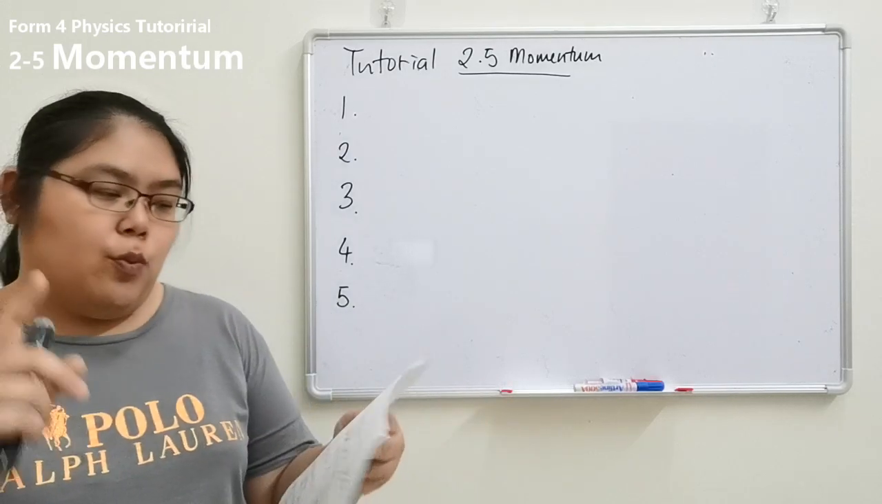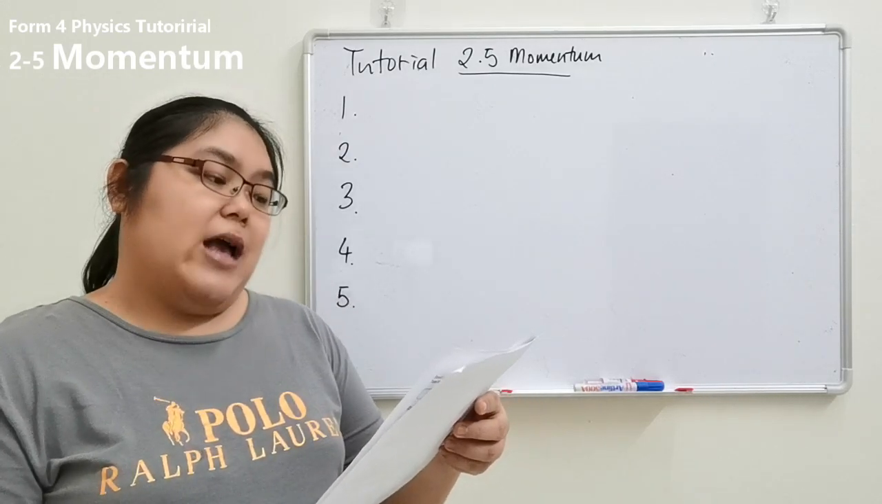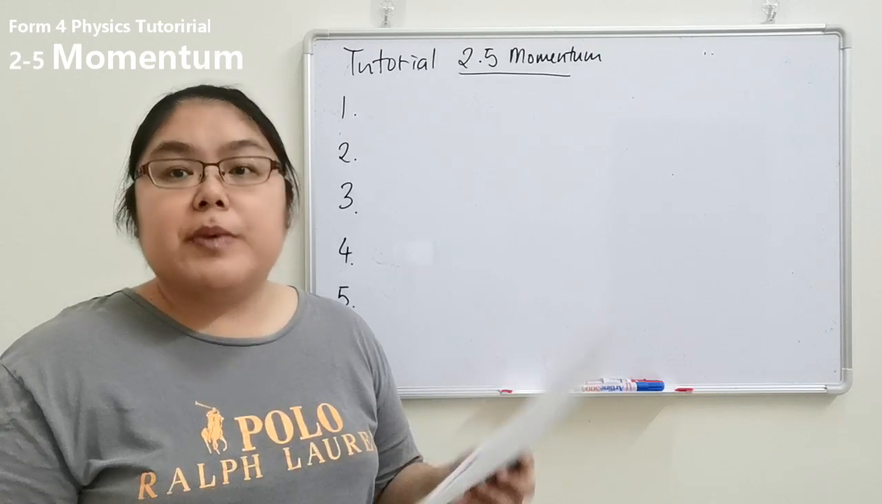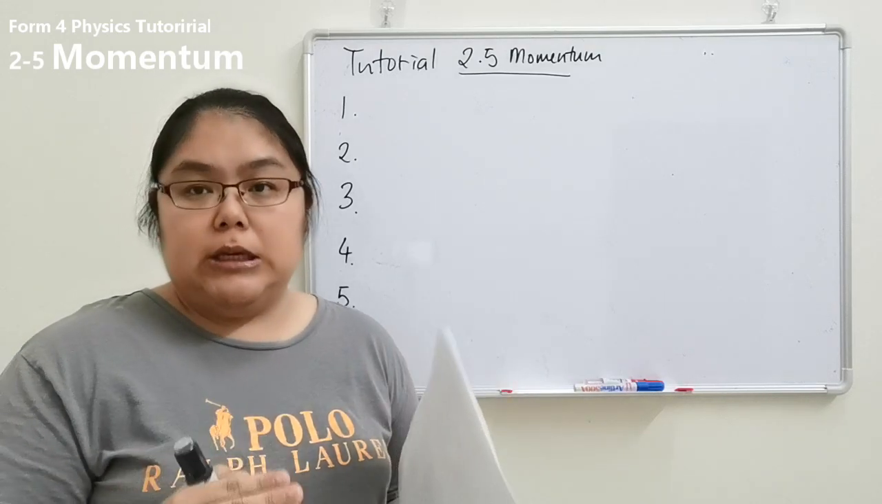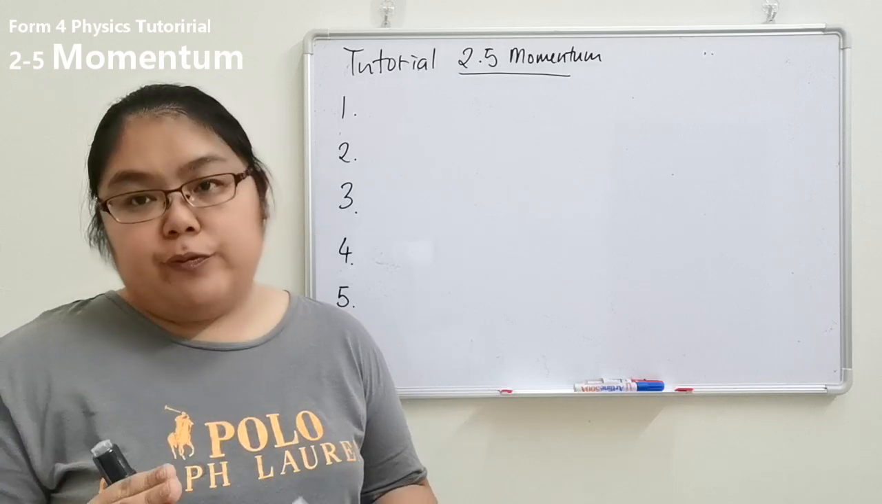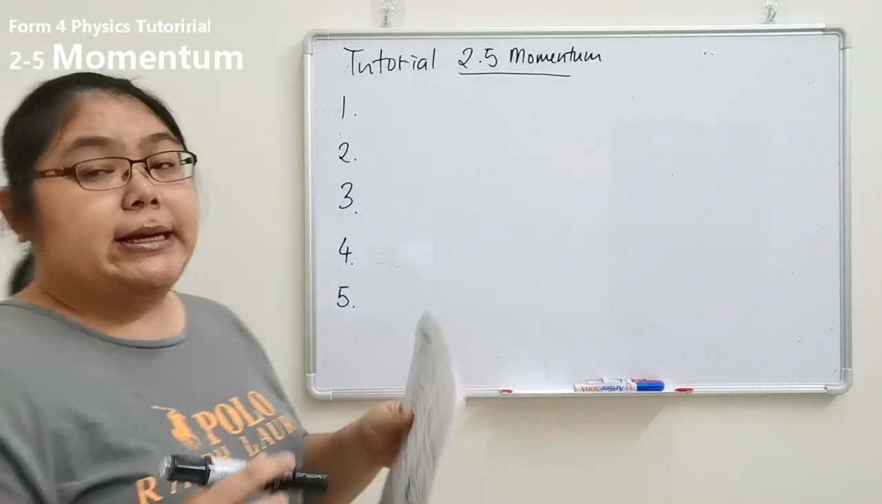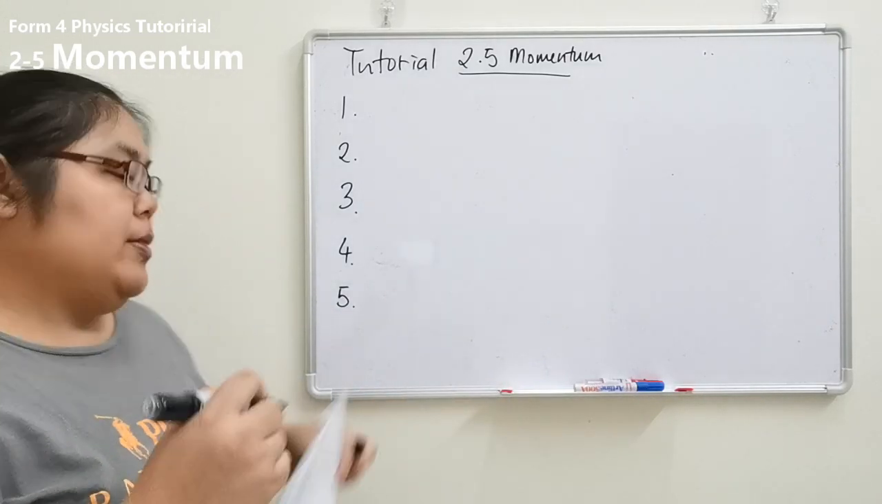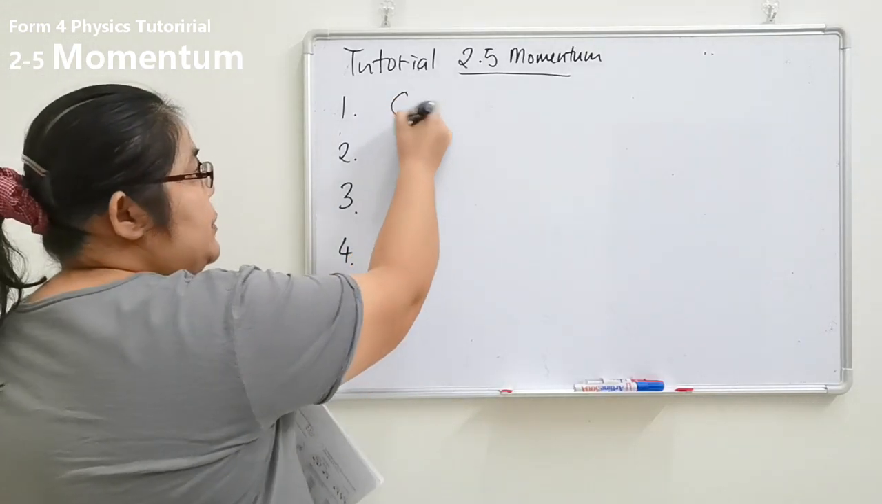Okay, now we see question 1. Question 1 is the SI unit for momentum. So everybody knows the momentum formula is what? P equals M multiplied by V. So the SI unit is sure kg ms^-1. So the answer is C.